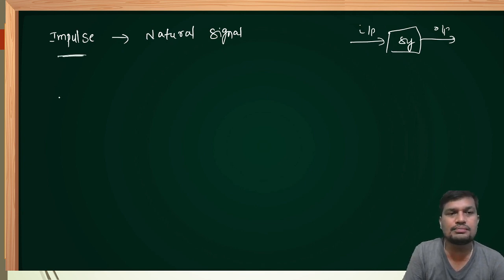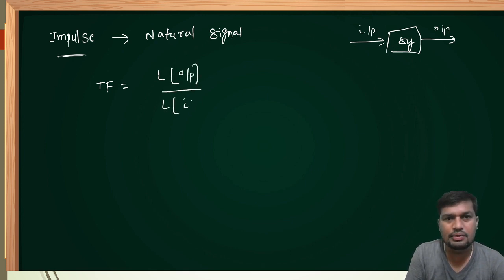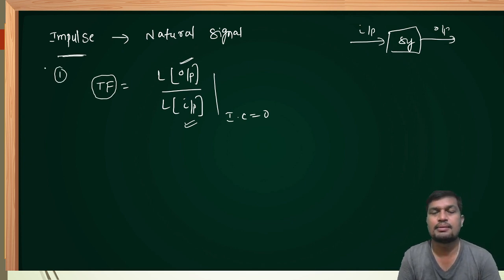We know transfer function is defined as ratio of Laplace of output to the Laplace of input by assuming initial conditions are 0. Dear friends, whenever output of the system is given, input of the system is given, how to calculate transfer function? This is the simplest formula that you have to remember while solving questions.